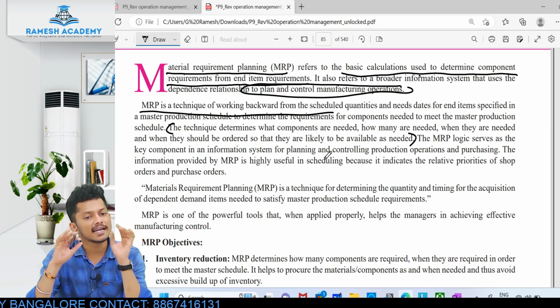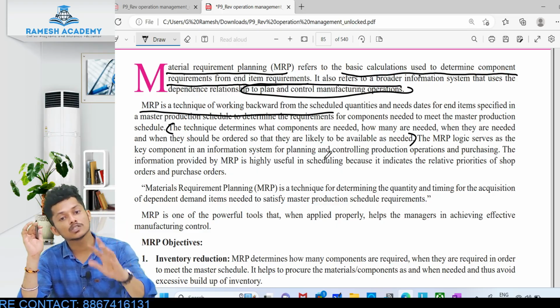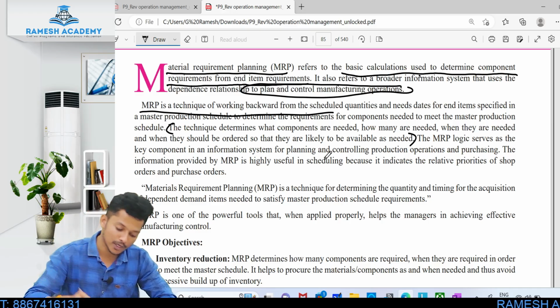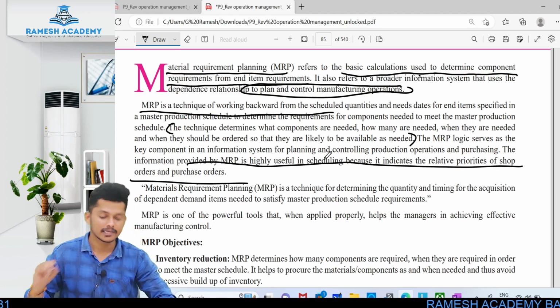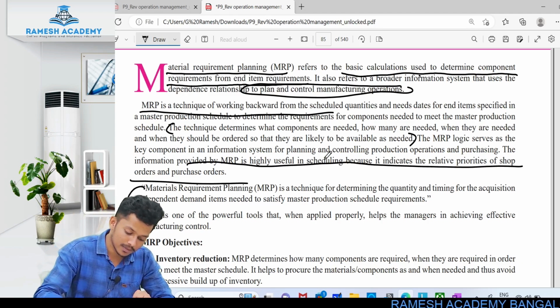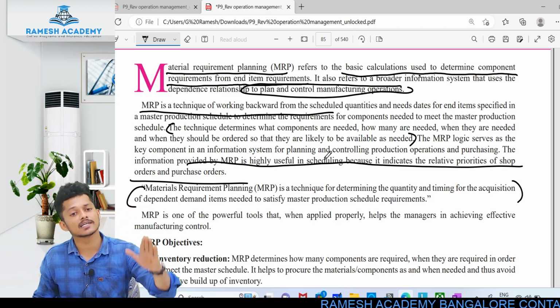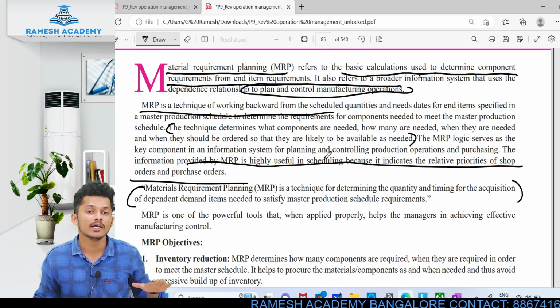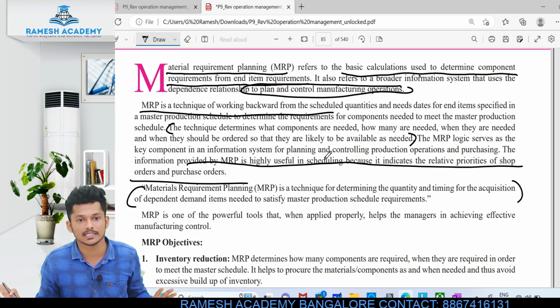So it is highly useful. When is MRP highly useful? MRP is highly useful in scheduling because it indicates the relative priorities of shop orders as well as purchase orders. Now I think MRP has sat in your brain: MRP is an information system that plans and controls the manufacturing operations, and it is highly useful because it indicates the relative priorities of the shop orders and purchase orders.